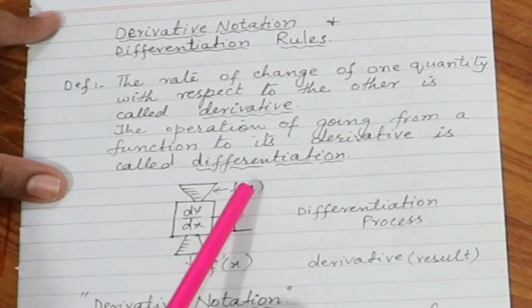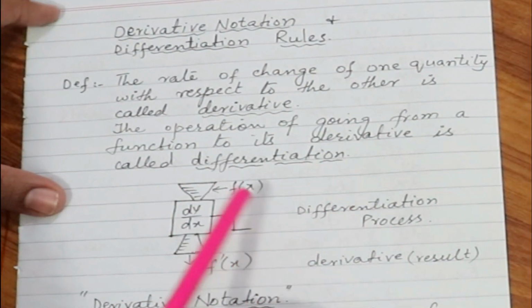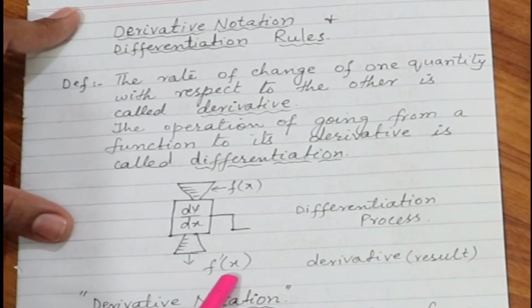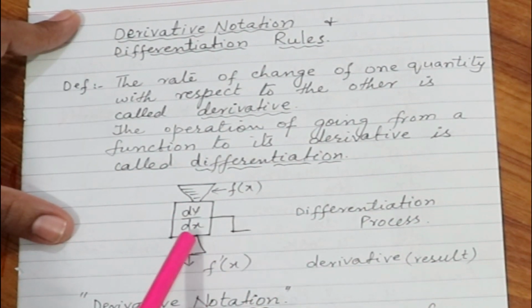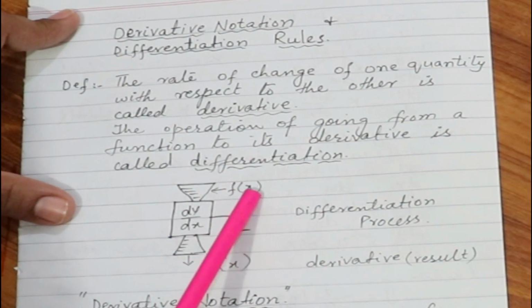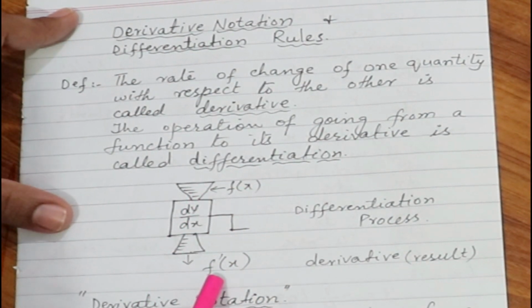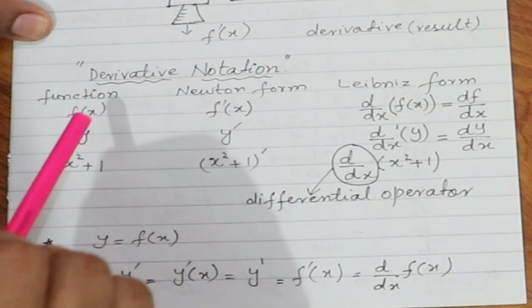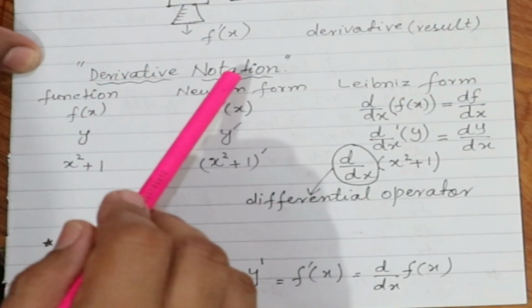Here, when we take a function f of x and apply the derivative on it, we get f dash x. Here, d upon dx is the differential operator, f of x is a function and f dash x is our derivative, which is our result. Now we come to the topic derivative notation.